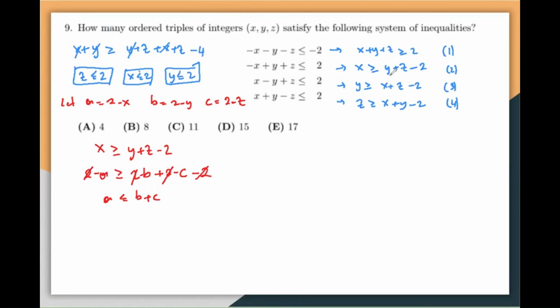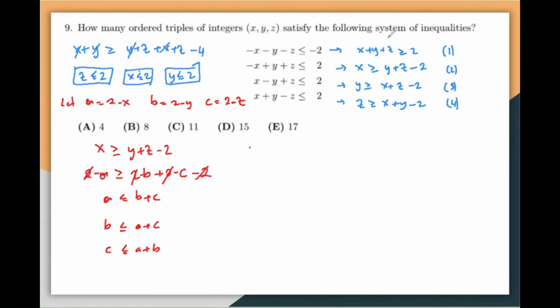We can do the same thing as we just did with inequality 2 to get this one. We can do the same thing with 3 and 4, and then you will see that b is less than or equal to a plus c, and c is less than or equal to a plus b as well. So those are fine, but still we don't really have much progress. So what I'm going to do is take a is less than or equal to b plus c, which means a is less than or equal to the sum of the other two, and the same thing with the other variables.